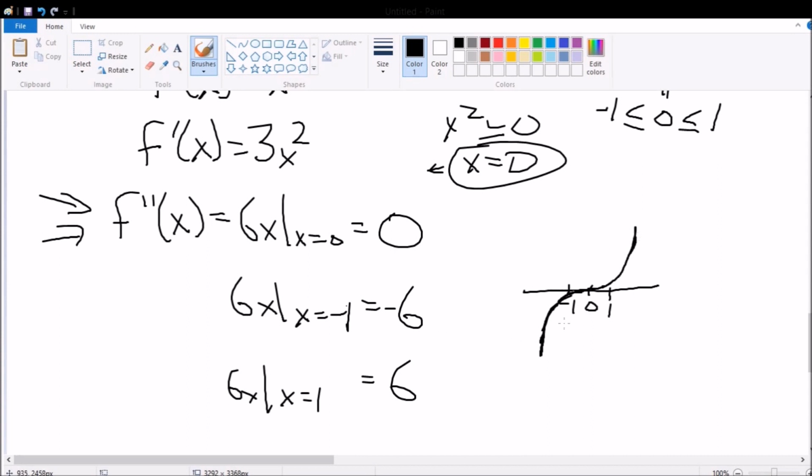So to the left hand side of 0, we found out that f double prime of x is negative, so the concavity is concave down. And then to the right hand side, at x equals 1, f double prime of x is positive, so it's concave up. So we end up getting this right here, and we can see right now that this is indeed a point of inflection. So the slope would be 0 right there.